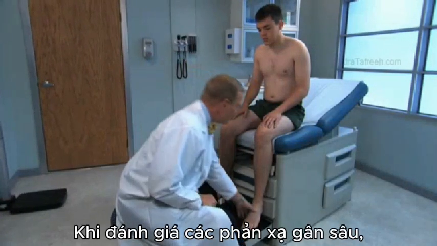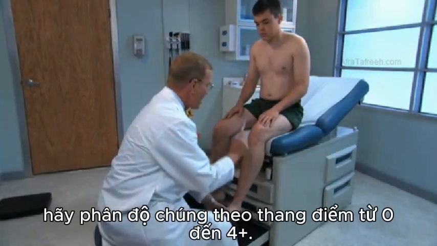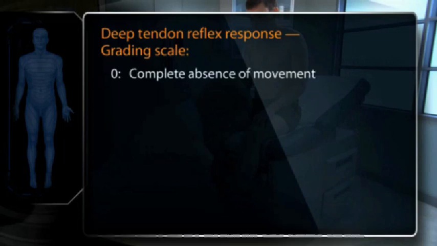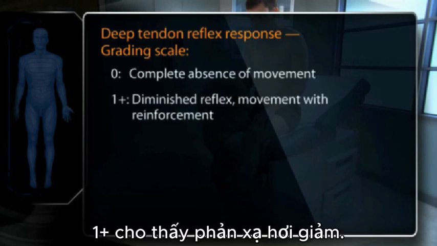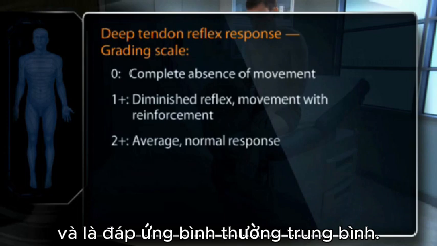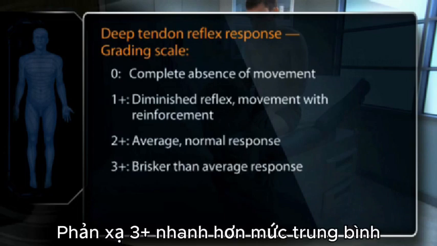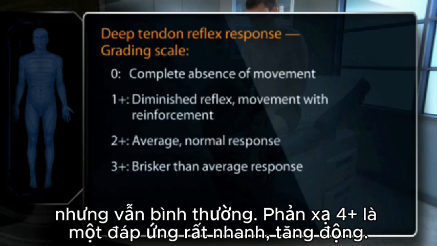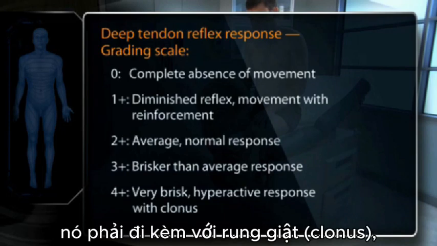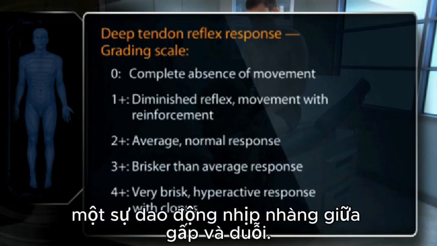When assessing deep tendon reflexes, grade them on a scale from 0 to 4+. A grade of 0 reflects no response. 1+ indicates a somewhat diminished reflex. A 2+ reflex shows greater movement than 1+ and is the average normal response. A 3+ reflex is brisker than average, but is still normal. A 4+ reflex is a very brisk hyperactive response. By definition, it must be accompanied by clonus, a rhythmic oscillation between flexion and extension.